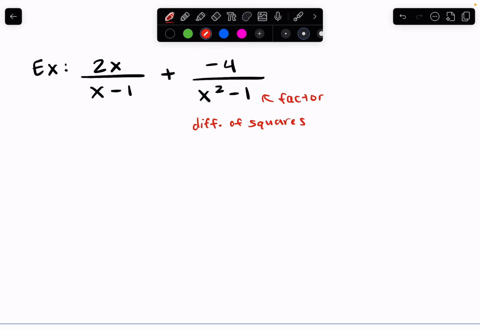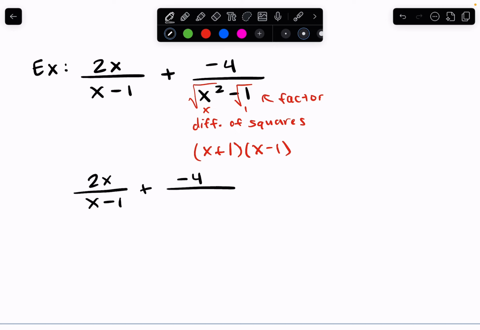And then when you did that, you would have to take the square root of both terms right here. And when you did that, you would get x and 1. And you just put it into that formula. So you're going to have x plus 1, x minus 1. All right, and so if I rewrite the problem, you're dealing with 2x over x minus 1 plus negative 4 over x plus 1 times x minus 1. Now we can go ahead and find your LCD.